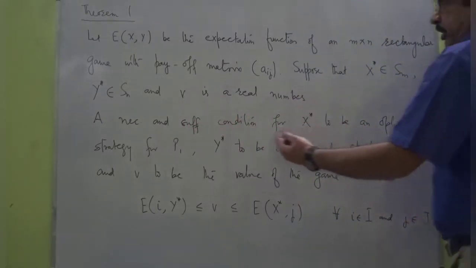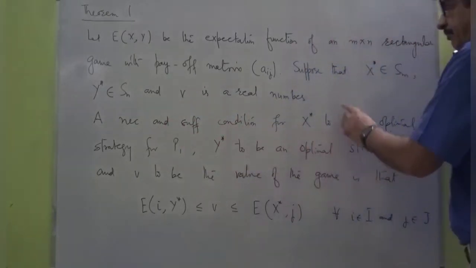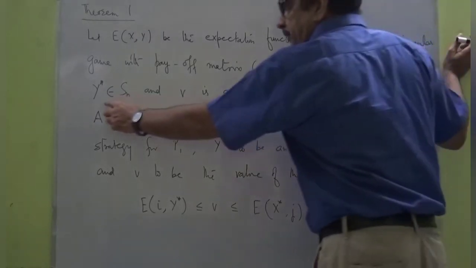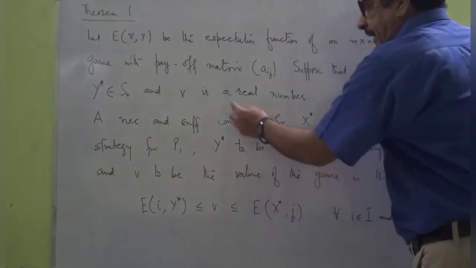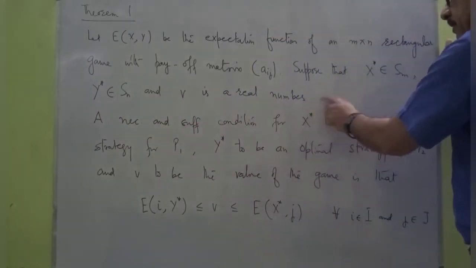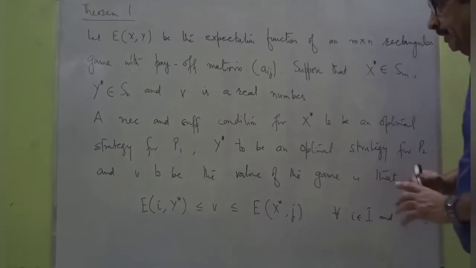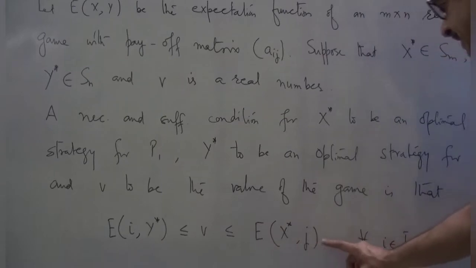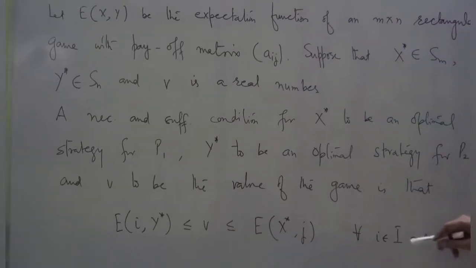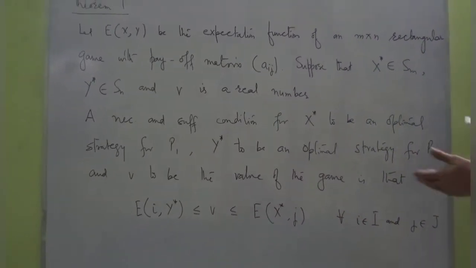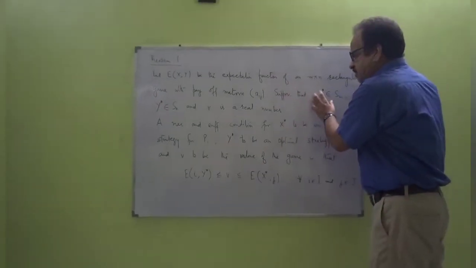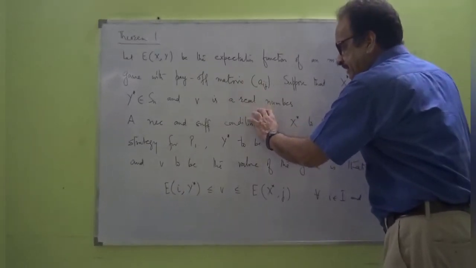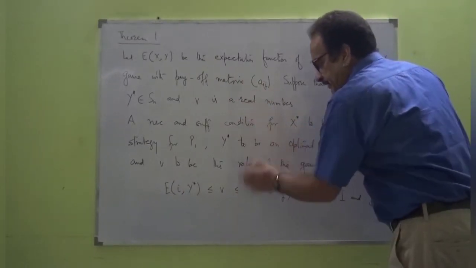Then a sufficient condition for x star to be an optimal strategy for P1, y star to be an optimal strategy for P2, and v to be the value of the game is that E(i, y star) is less than or equal to v is less than or equal to E(x star, j) for all i in I and j in J. In fact, if x star is an optimal strategy for P1, y star is an optimal strategy for P2, and v is the value of the game, then this holds, and vice versa.